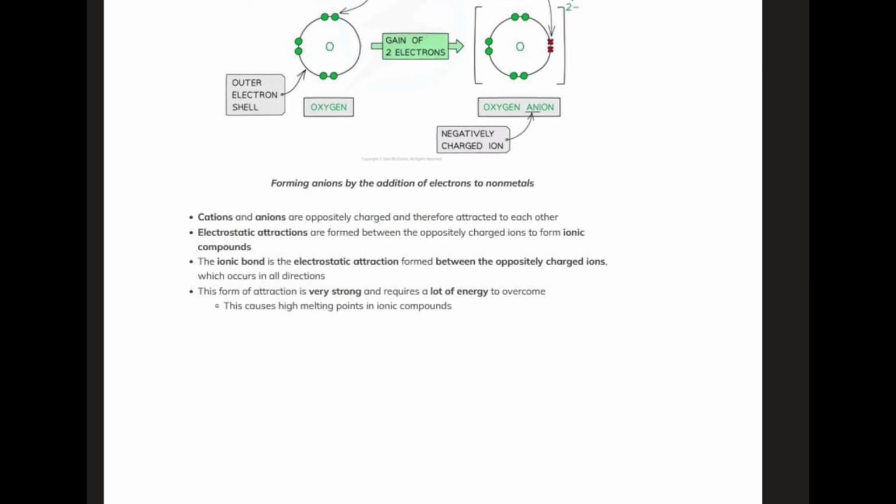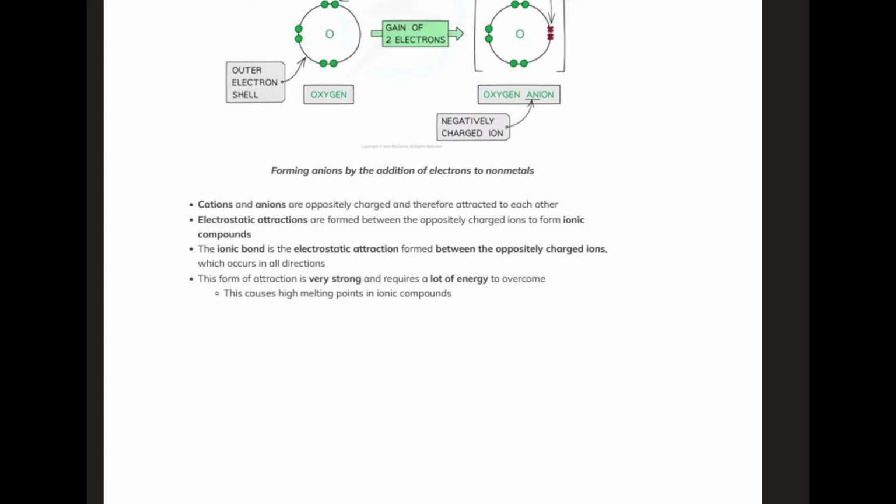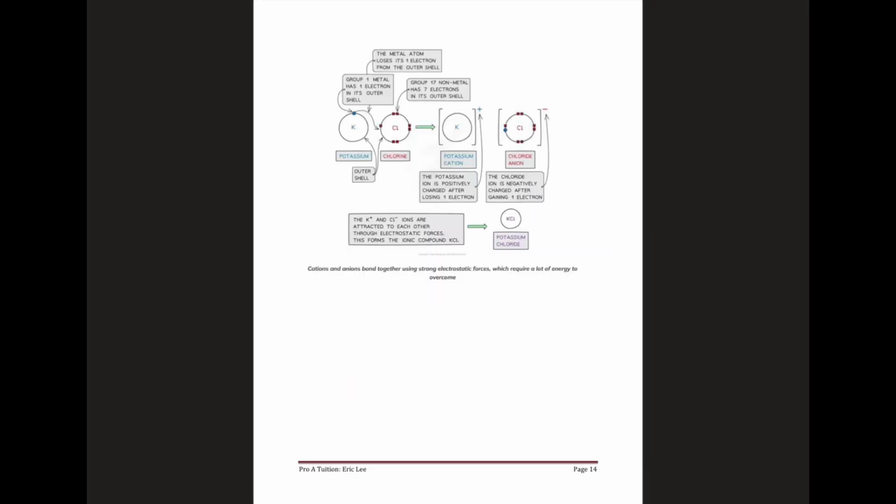One highlight here: you will see no metal and non-metal in ammonium chloride, but this is ionic, because this is an ammonium ion that sticks to a chloride ion. So this is ionic. Let's see the next one.